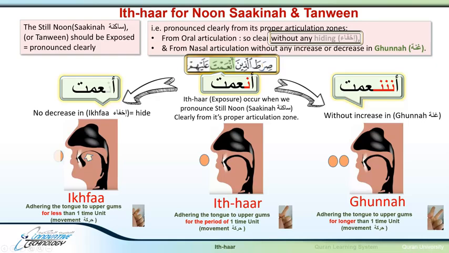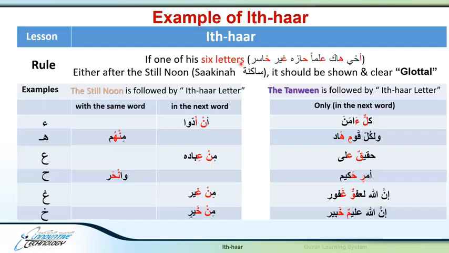The acceptable إظهار is something in between, where we pronounce clearly for 1 unit. أنعمت. And now we're going to illustrate what we have learned by giving examples. We said that إظهار has 6 letters: Hamza, Ha, Ain, Ha, Ghain, Kha. So our examples will be based on those.